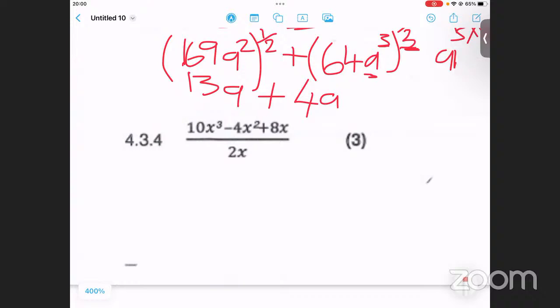Wait, so can you say your final answer? 5x squared minus 2x plus 4. Okay, perfect. Right.